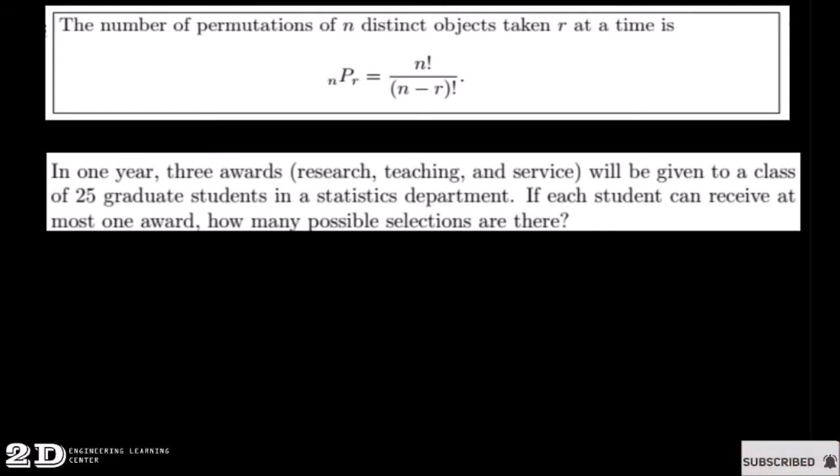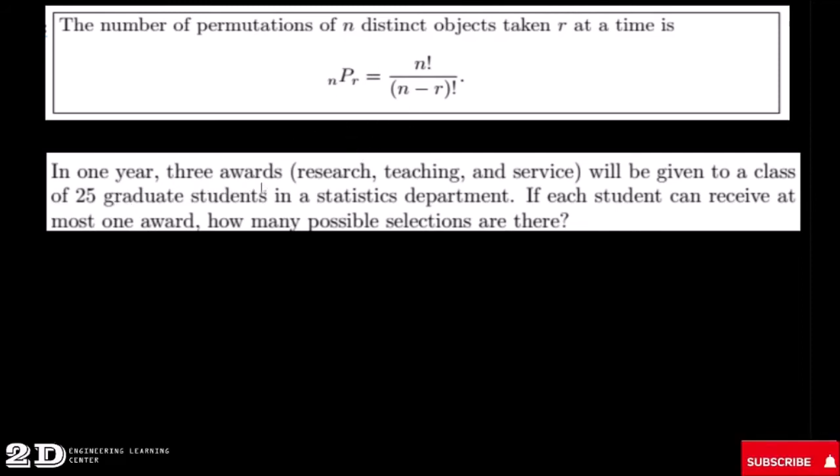So this is the formula for that one. I believe my pointer is not clear enough. So this is the formula: nPr is equal to n factorial over n minus r factorial. Okay, so let's have a problem so that we could apply this formula.